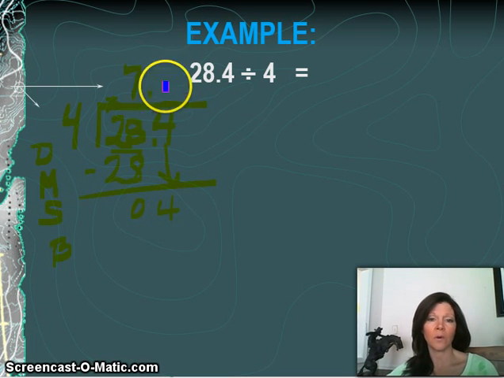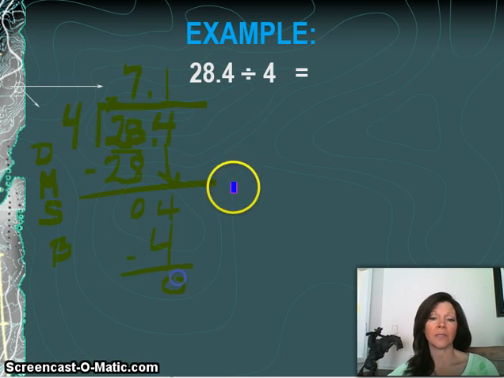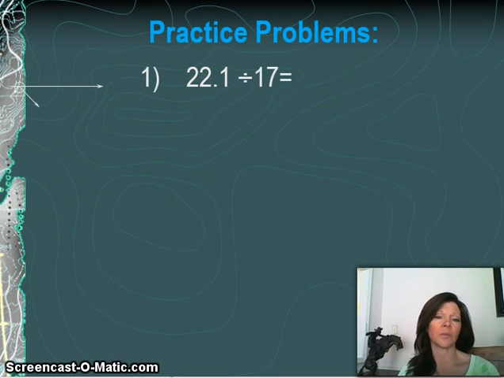4 divides into 4 1 time, it goes directly above that 4. 4 times 1 is 4. Subtract, you get 0. There's nothing left to bring down. So your answer to this problem, 28 4/10 divided by 4, is 7 1/10. Remember, when you divide by decimals, you are going to get a smaller number because you are, again, dividing by decimals. All right, let's go on and do your next practice problem.